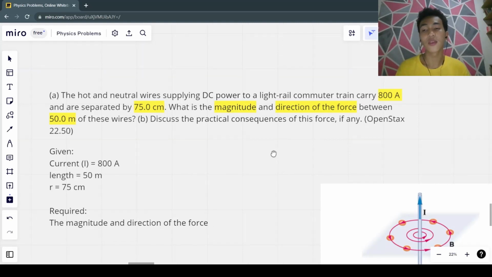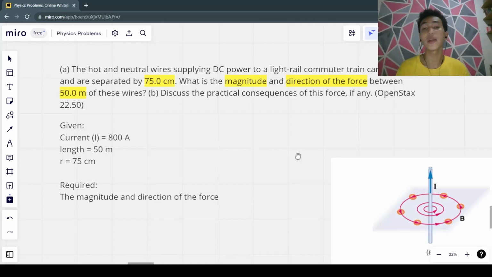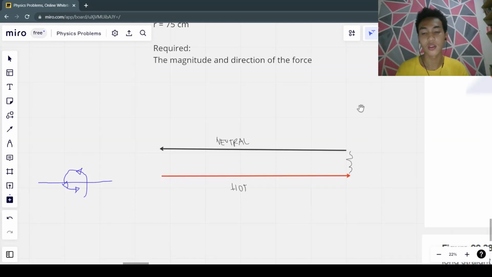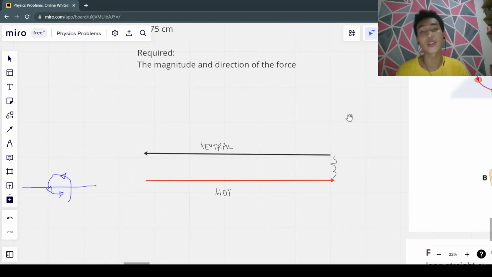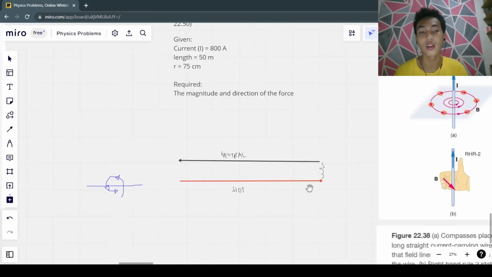The given in this problem is the current equal to 800 amperes, the length is 50 meters, and the distance is 75 centimeters. The required is the magnitude and the direction of the force. We have here our visualization. For us to find the direction of the force acting on each of the wires, we will first apply the right hand rule 2 in both current wires. Let us first apply the right hand rule 2 in this red wire, or the hot wire.